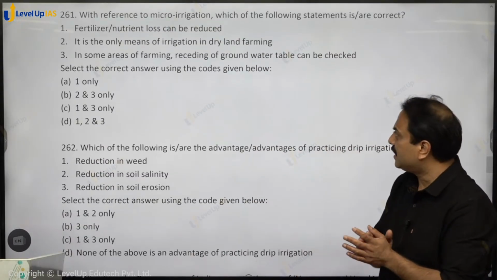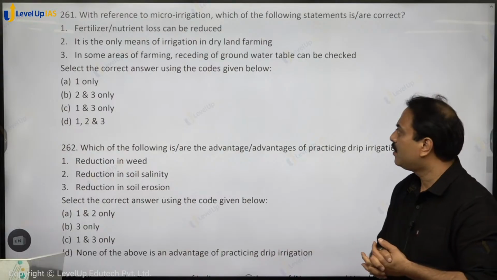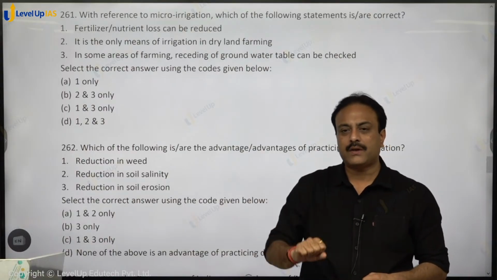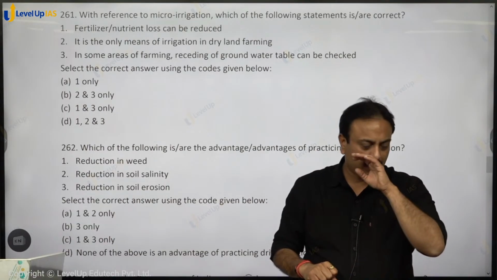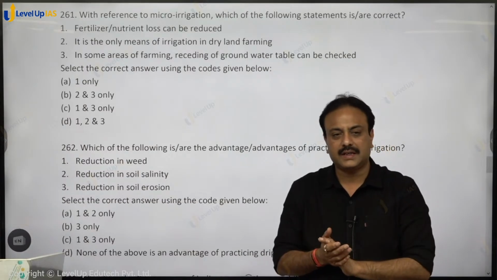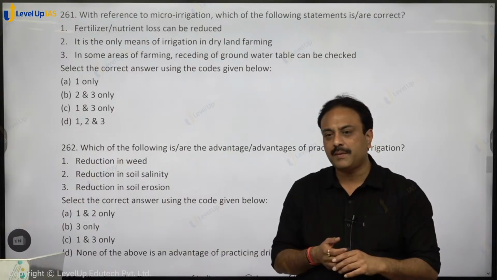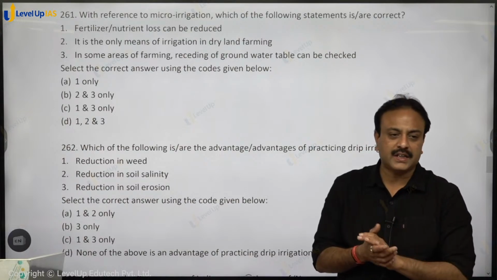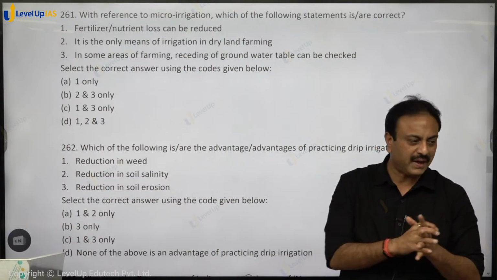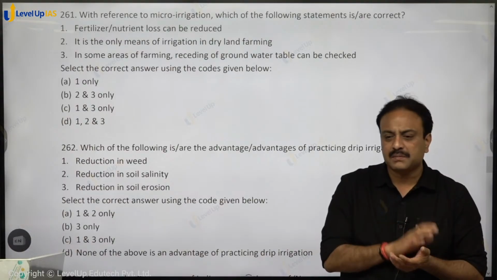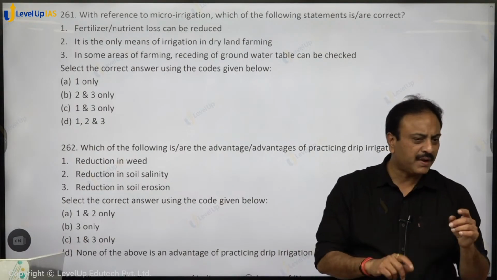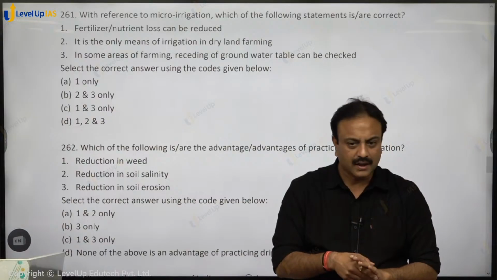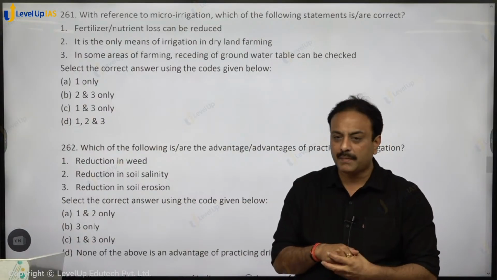With reference to micro irrigation, which of the following statements are correct? Micro irrigation means irrigation on a micro scale. So micro irrigation means, yes, drip irrigation will be there, sprinkle irrigation will be there. Then micro irrigation related infrastructure. What is that? Big dams are not micro irrigation. Check dams, small dams. Ponds which are being constructed under MGNREGA in many of the villages, they will come under micro irrigation, right? Water tanks, they will come under micro irrigation.